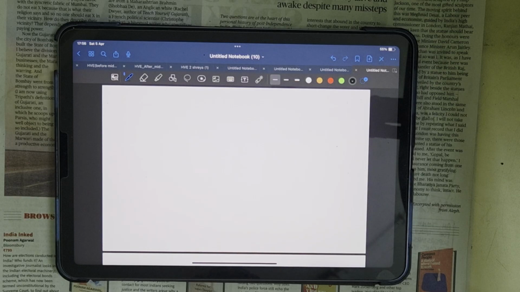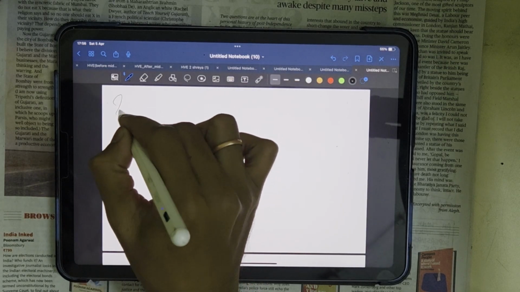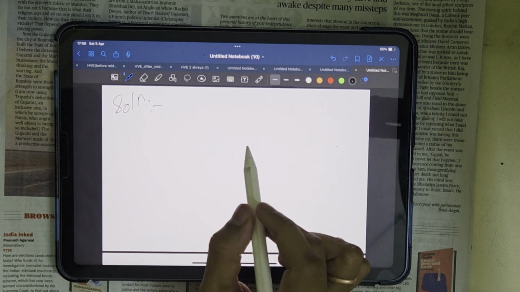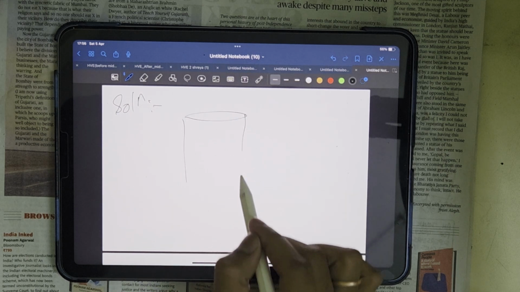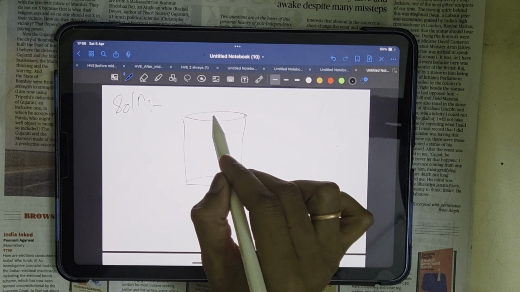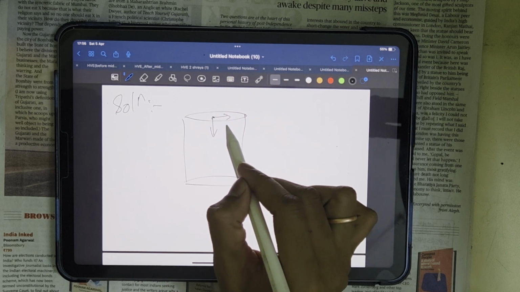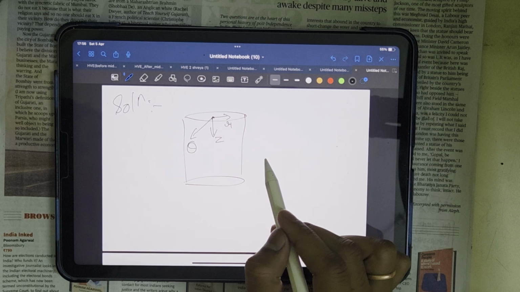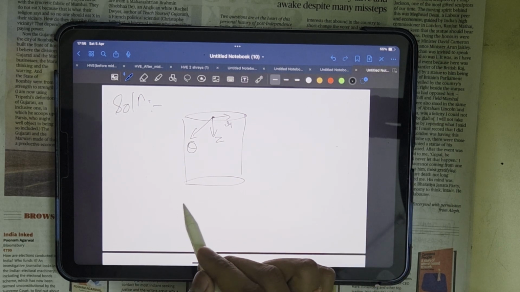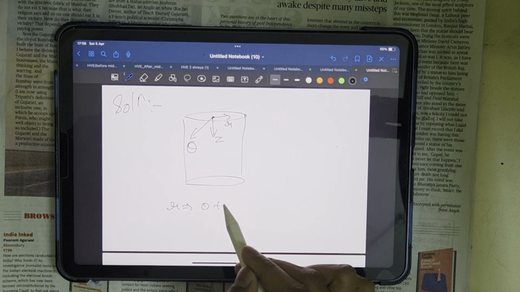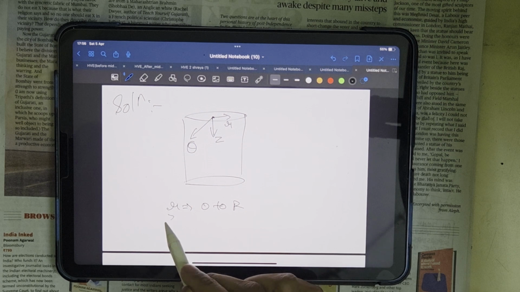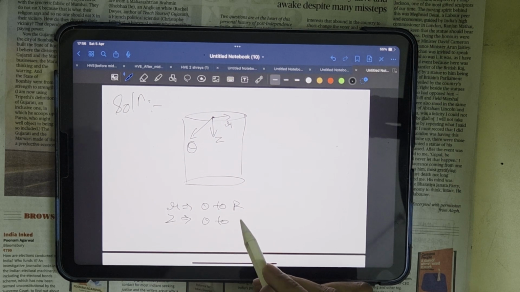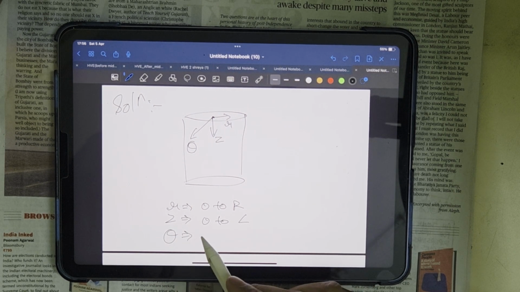So as we have discussed the problem, now we will look into the solution of the problem. We will choose cylindrical coordinates for the problem. The directions are r, z and theta. r varies from 0 to capital R, z varies from 0 to L, and theta varies from 0 to 2 pi.